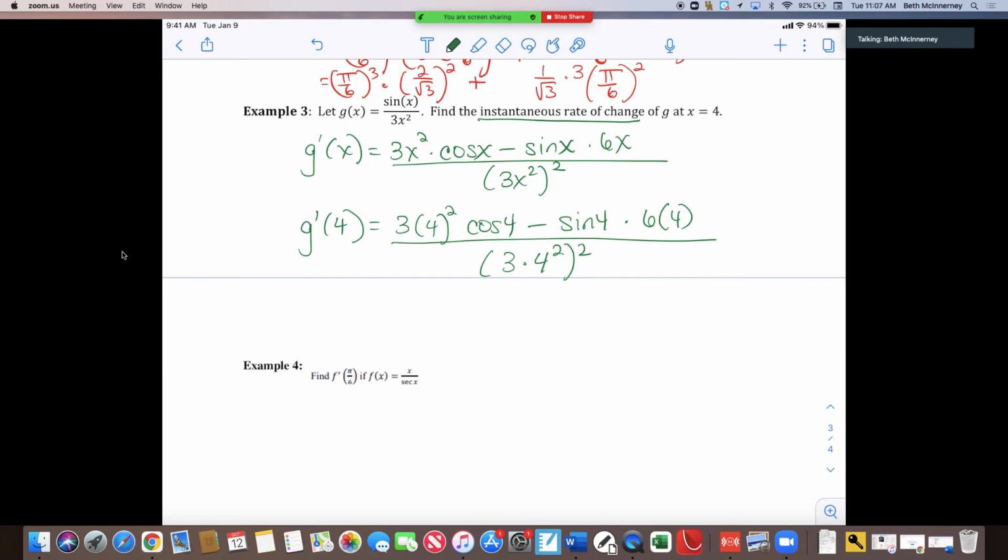All right, example 4 says find f prime of pi over 6 if f of x is x over secant x. I'm going to give you about a 1-minute head start on me. And I want you to try to do your derivative, then plug in. Don't touch a calculator. And I did simplify this one because I wanted you to see one where they might do that and do a multiple choice question that takes you a little bit further.